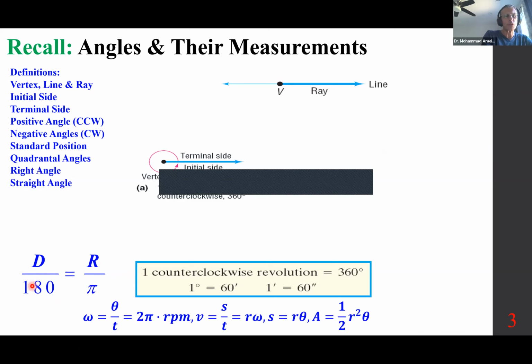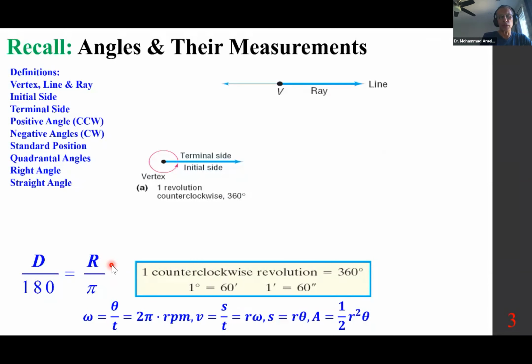also this definition, which gives the relationship between degrees and radians, because pi radians equals 180 degrees. 1 degree is 60 minutes, 1 minute is 60 seconds, and a counterclockwise complete revolution gives us 360 degrees or 2 pi radians. The angular velocity omega is theta over t, which is the product of 2 pi and RPM, revolutions per minute. It could be even RPS and so on. The linear velocity v is s over t, or r omega.